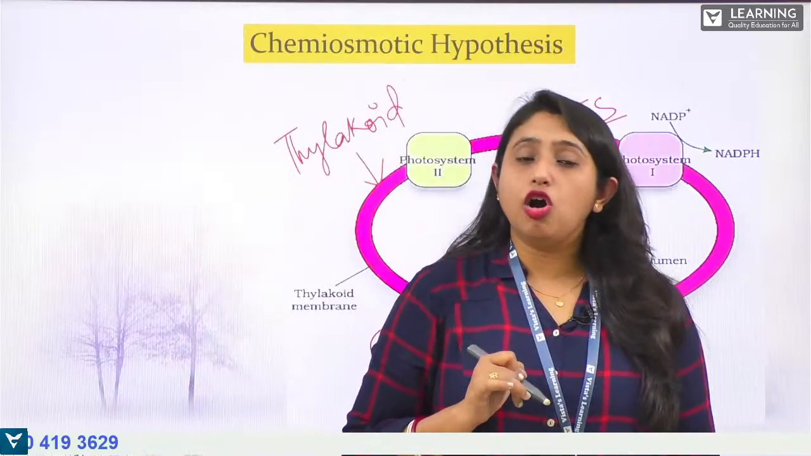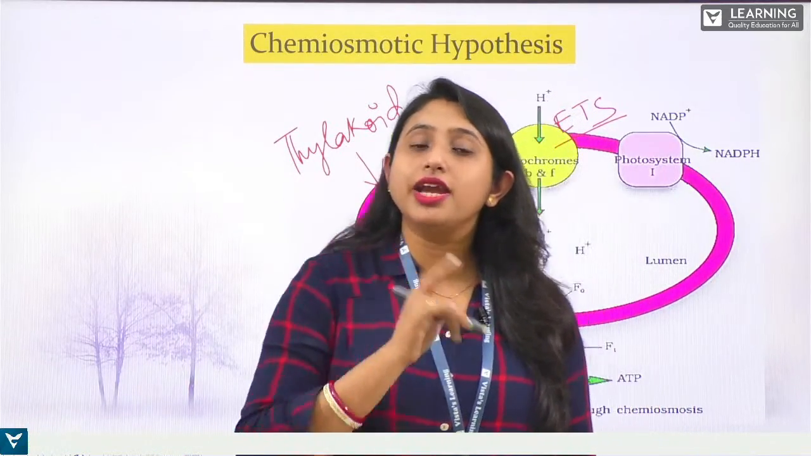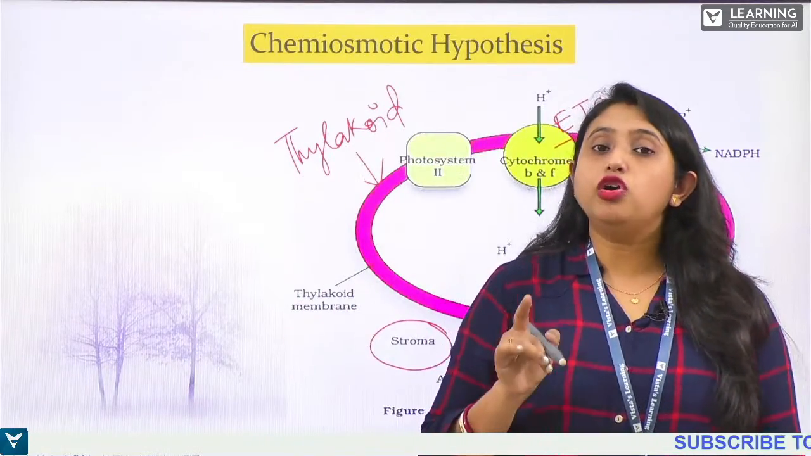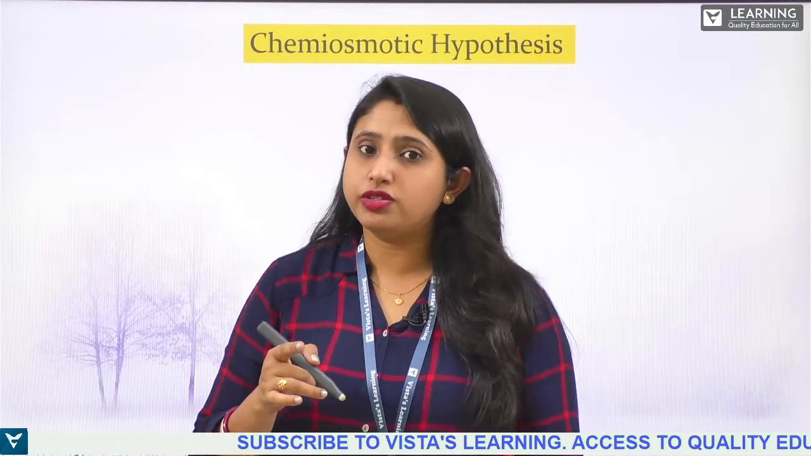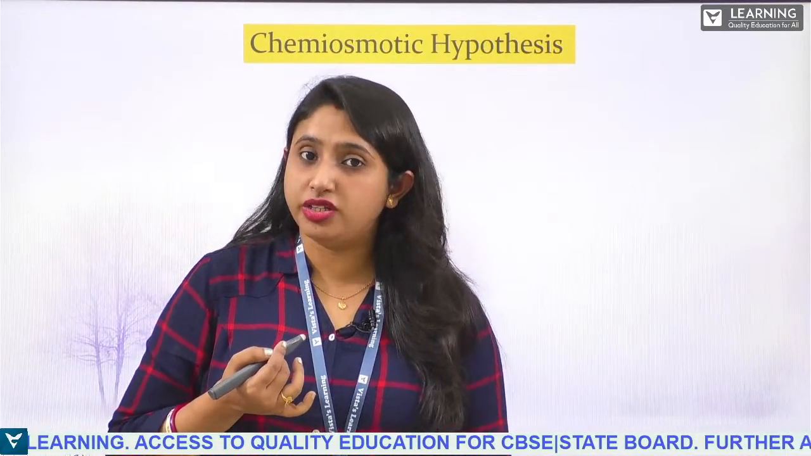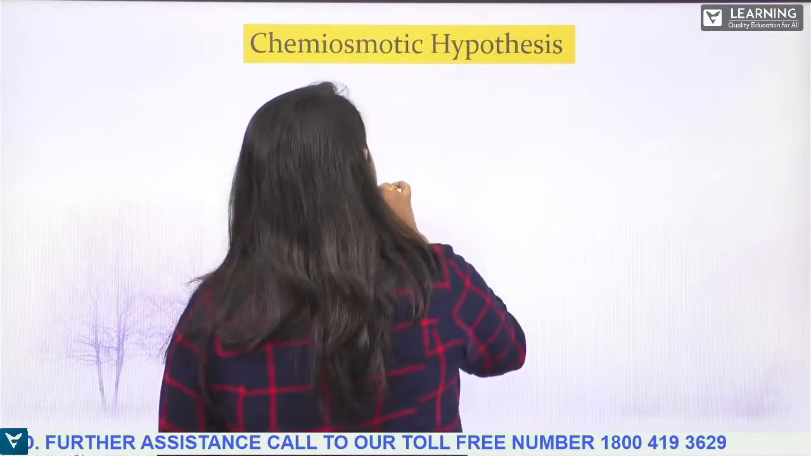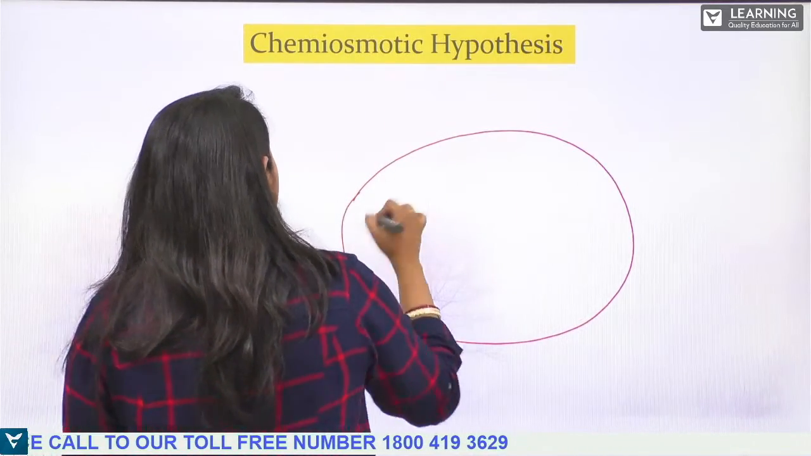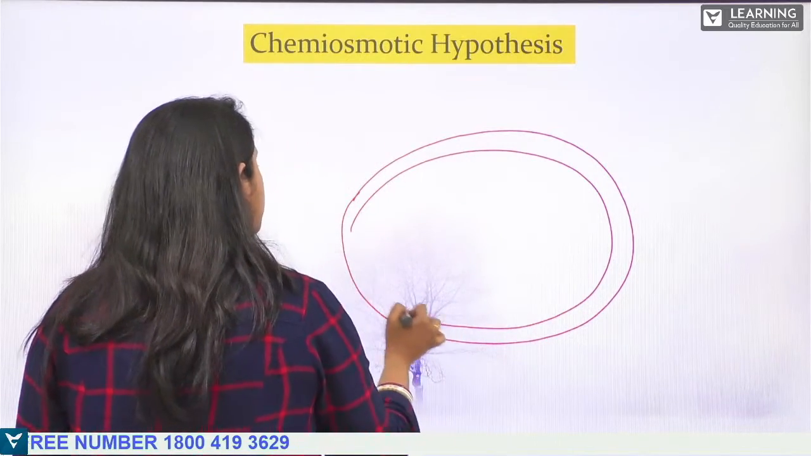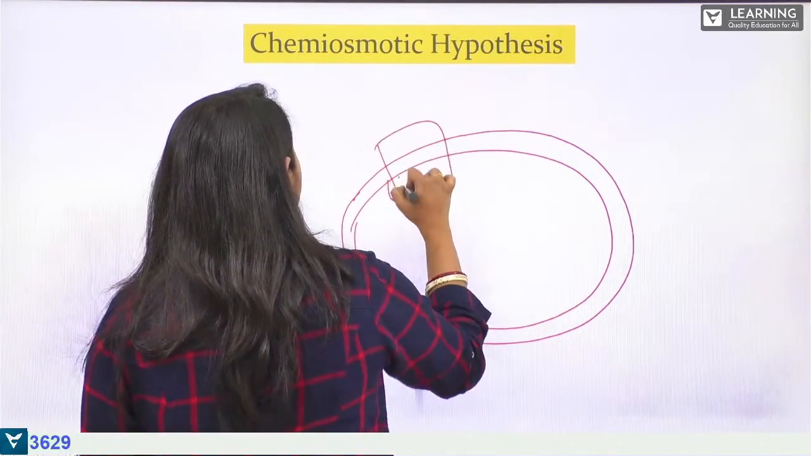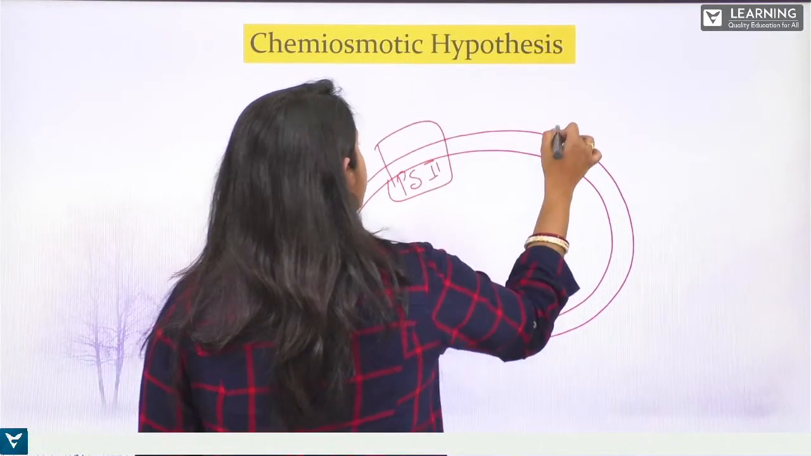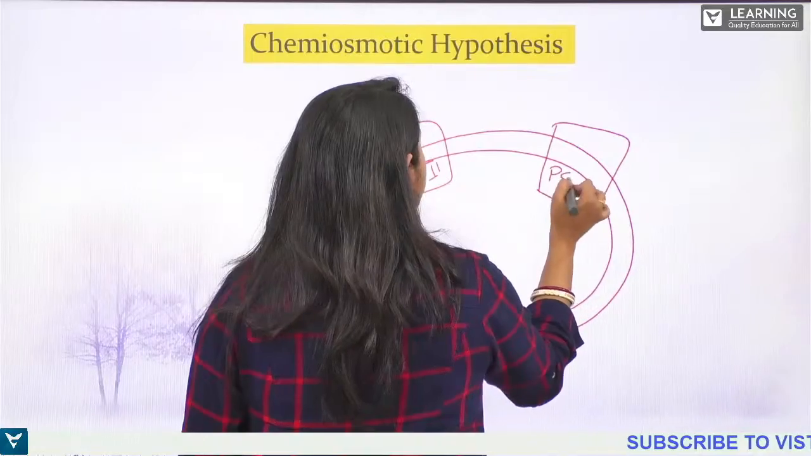Now, during the process of non-cyclic photophosphorylation, you have seen that photolysis is taking place. So what happens during this process? Because of this photolysis, lots of hydrogen gets accumulated in the lumen. This hydrogen makes the lumen acidic, so it needs to be thrown outside. Now look here, this is the thylakoid membrane. Here will be photosystem 2, and here is photosystem 1.